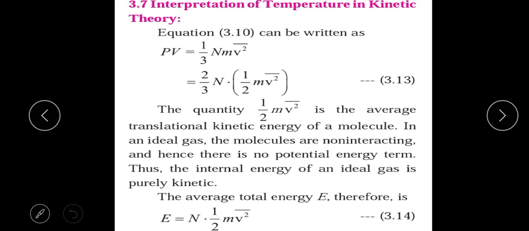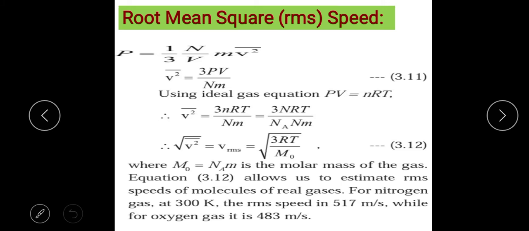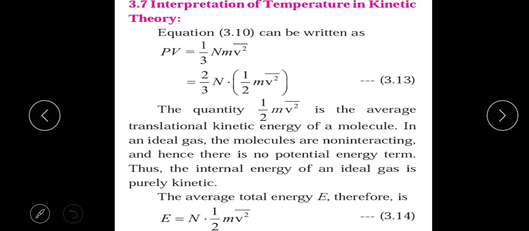So using equation 3.10, it can be written as PV is equal to 1 upon 3 n m v square bar. We multiply and divide by 2. So therefore 2 upon 3 n into 1 upon 2 m v square bar. So it gives the linear or translational kinetic energy of a molecule.